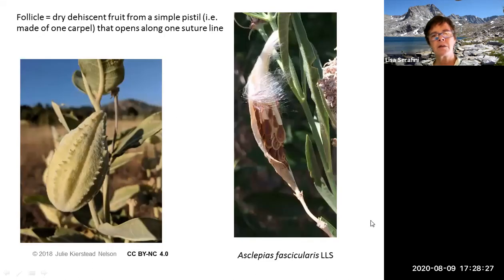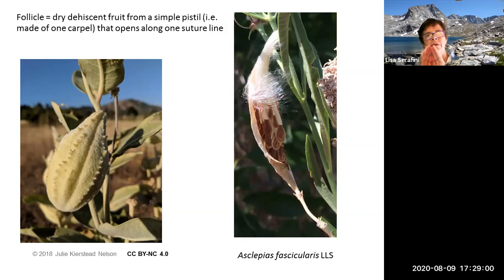So let's start with a dry dehiscent fruit. And this is going to be made of a simple pistil. This simple pistil, right, it means it's made of one carpel. So a pistil made of one carpel. And it's going to open along one suture line, only one line. Now, these are 2 different species, okay? This is a picture I got of the narrow-leaf milkweed that's opening up. And so imagine your hands together, and you only open along one side of where your 2 hands go together.